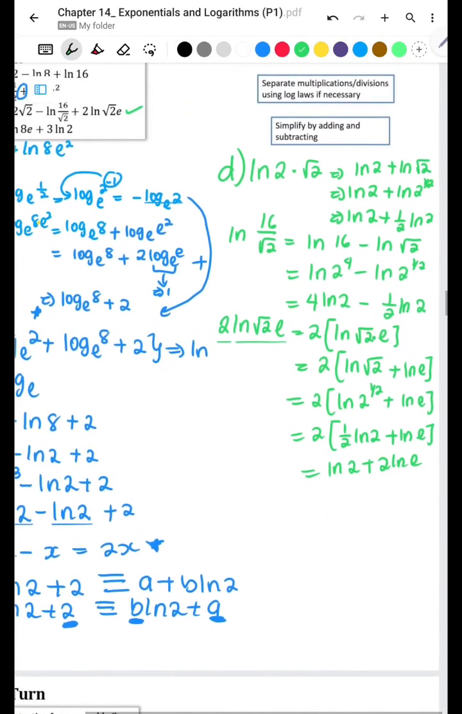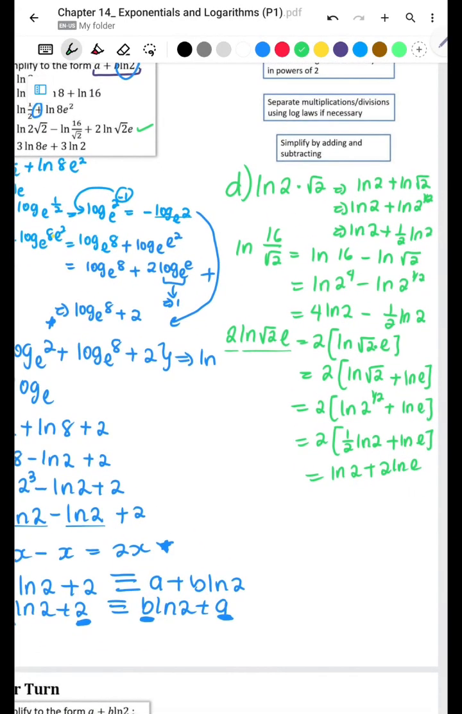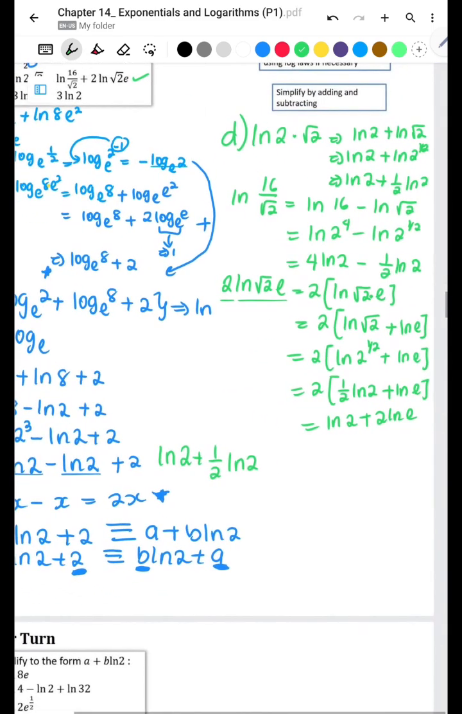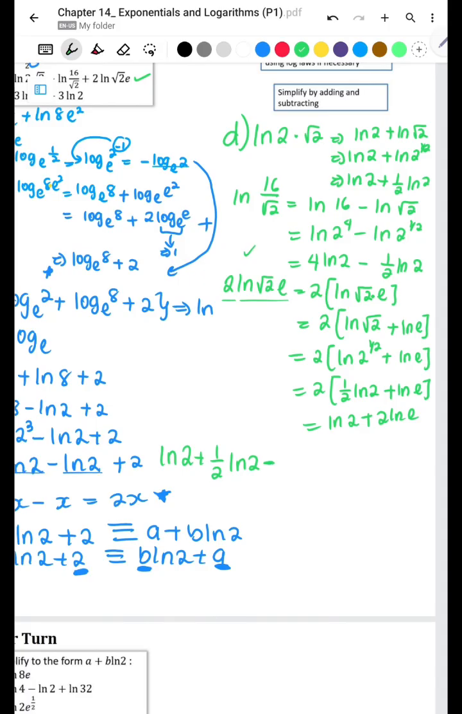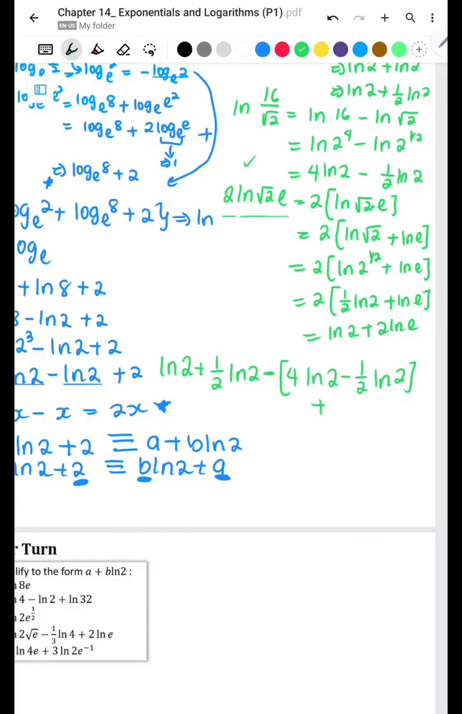Now I just need to combine all using my negative and addition sign. So the first one, natural log of 2 root 2, so I have natural log of 2 plus half natural log of 2, subtract this, 4 natural log of 2 minus half natural log of 2, and add the last one here, natural log of 2 plus 2 natural log of e. Now I just need to simplify to come to a conclusion.